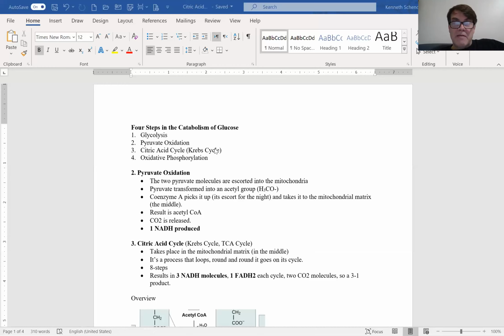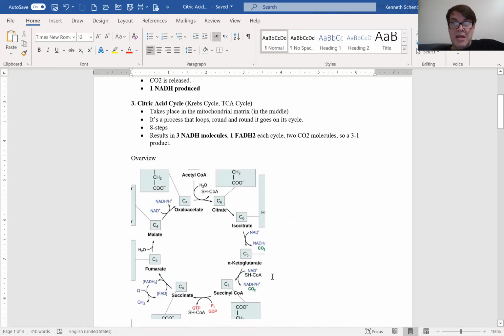But for now, it's time for the citric acid cycle, also known as the Krebs cycle, aka the TCA cycle. Okay, overview of the citric acid cycle. Well, it goes round and round. It's a process that loops. Stuff gets poured in, stuff comes out, and it keeps going around. It takes place in the mitochondrial matrix also, in the middle, and it takes 8 steps, like the Eightfold Path of the Buddha.